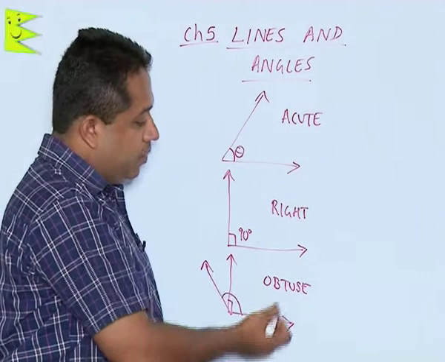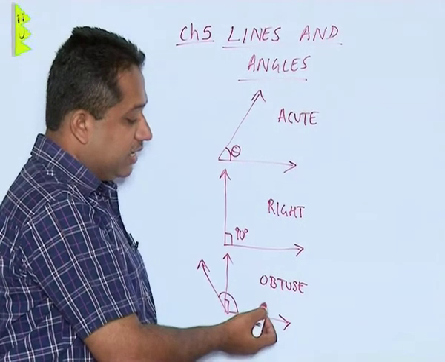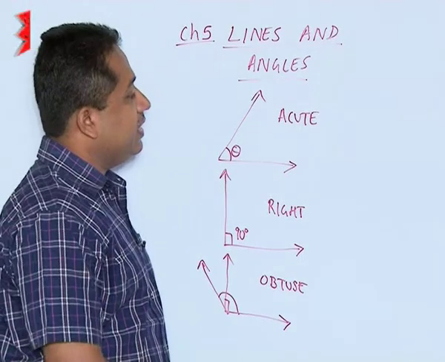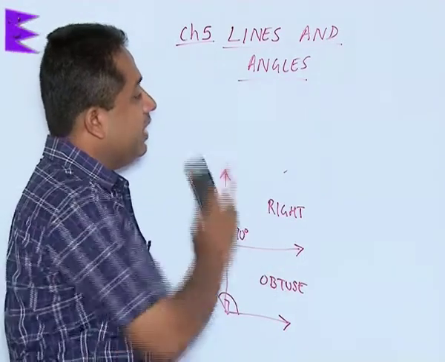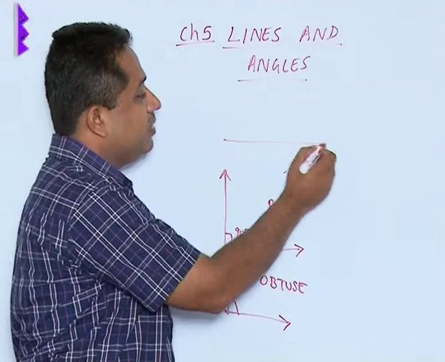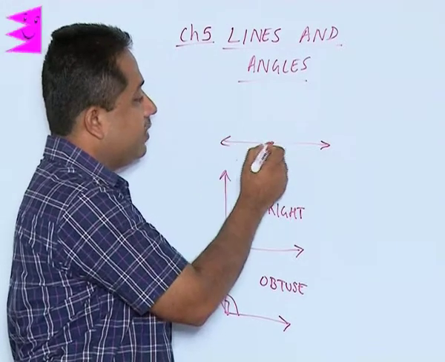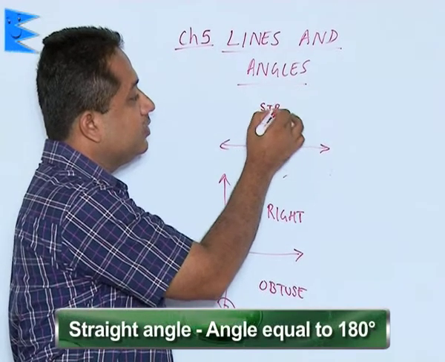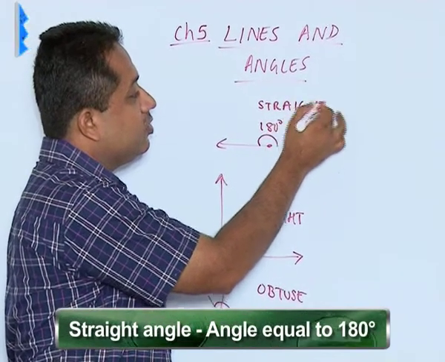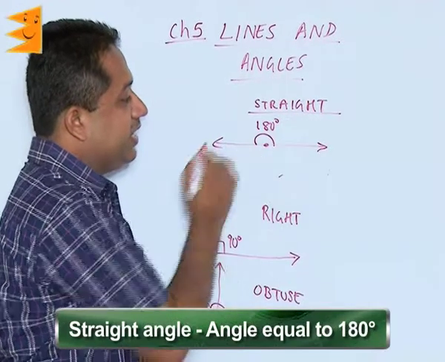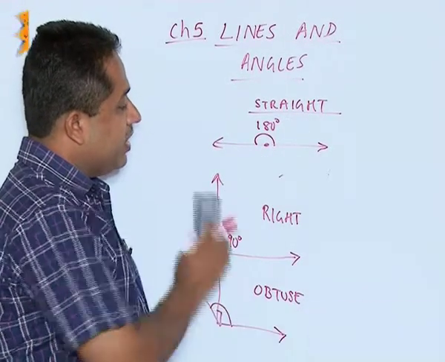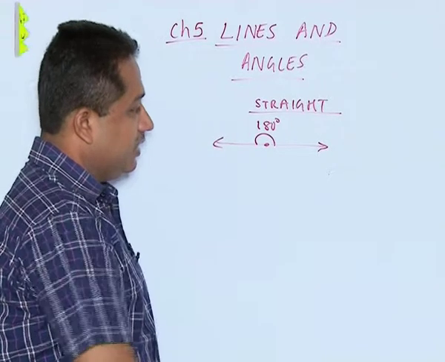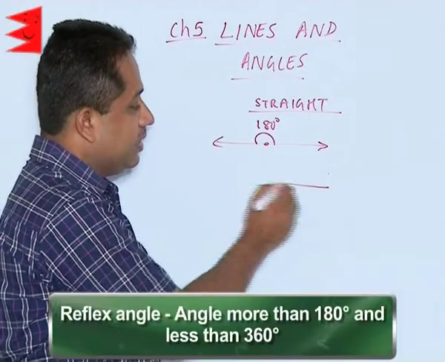Now, beyond this, after obtuse we have a straight angle. A straight angle indicates 180 degrees. So, you are having a line here. This is called a straight angle. This is 180 degrees. So, a straight angle is exactly 180. We have another angle which is more than 180 but less than 360. That is called a reflex angle.